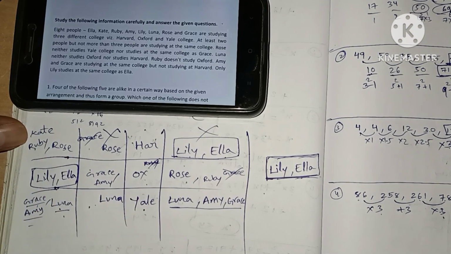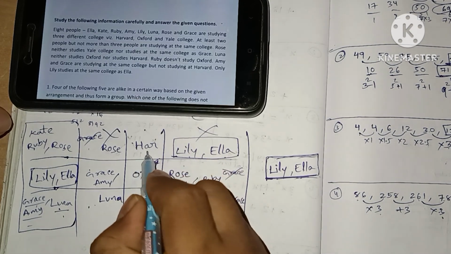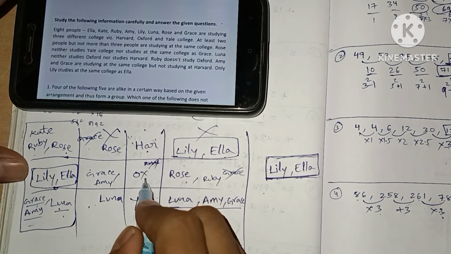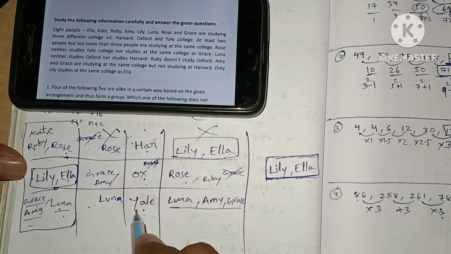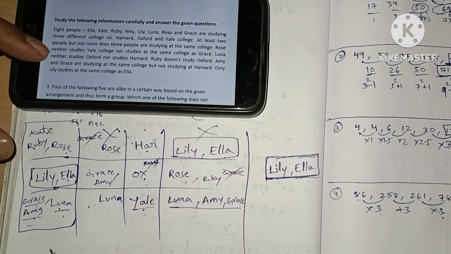So what we got is this one. In Harvard, Kate, Ruby and Rose are studying. In Oxford, Lily and Ella are studying. In Yale College, Grace, Amy and Luna are studying. Let's see the questions asked.